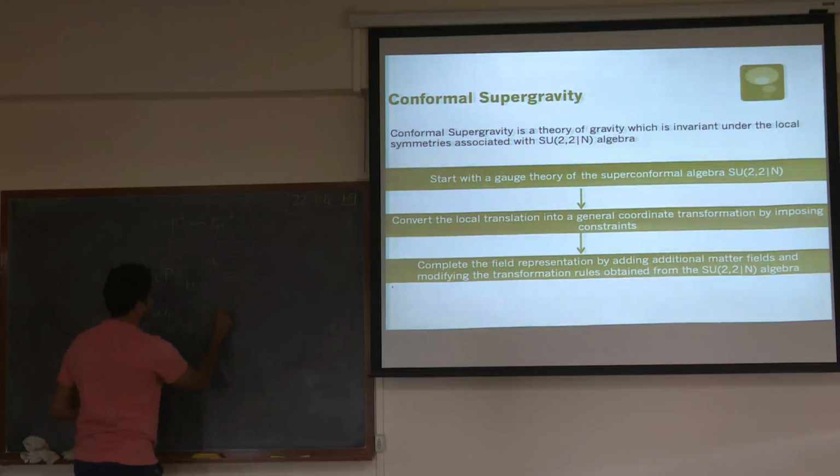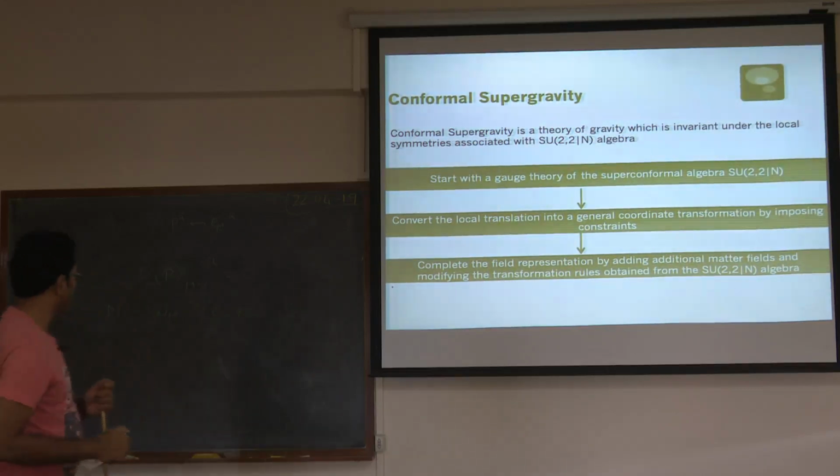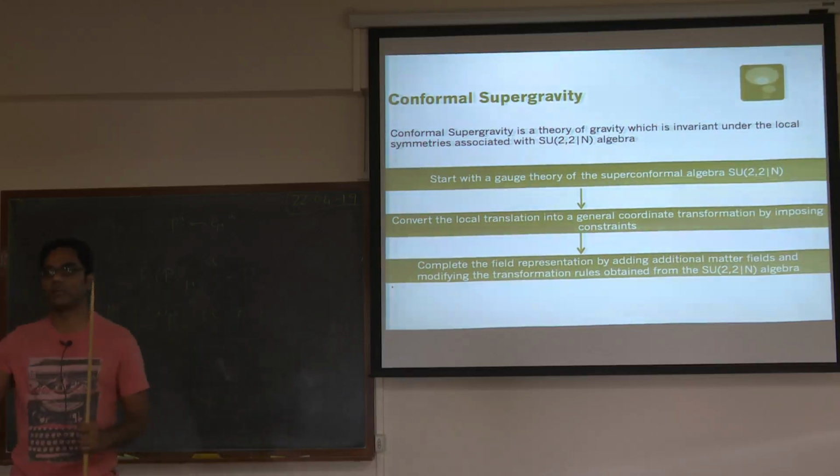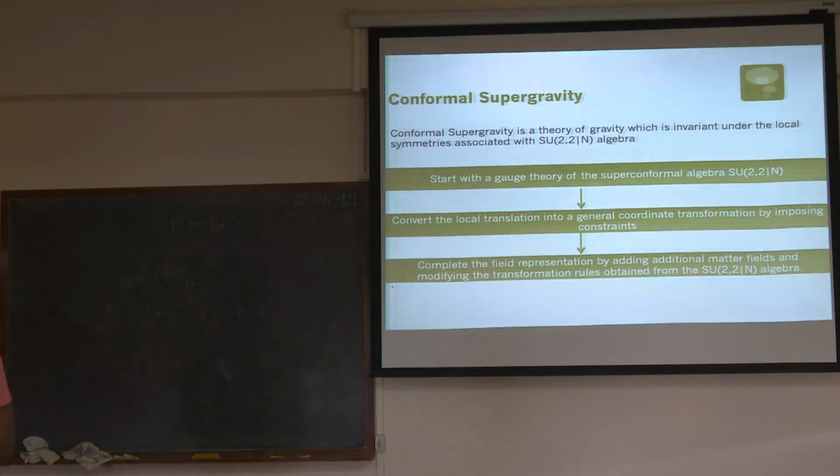This starts depending on the other gauge field, E psi. Psi is the gravitino, which is associated with the supersymmetry. So, by imposing this constraint, your gauge field associated with the local Lorentz transformation will depend on the other gauge fields, and you will start interpreting it as the spin connection.